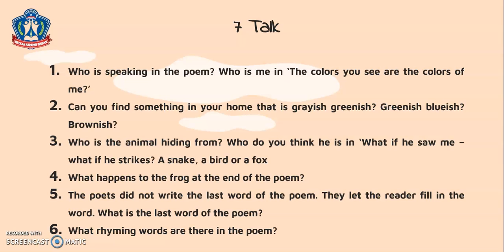And here are some questions about the poem. Who is speaking in the poem? Who is "me" in "The colors you see are the colors of me"? Can you find something in your home that is grayish greenish, greenish bluish, or brownish? Who is the animal hiding from? Who do you think "he" is in "What if he saw me? What if he strikes?" A snake, a bird, or a fox?